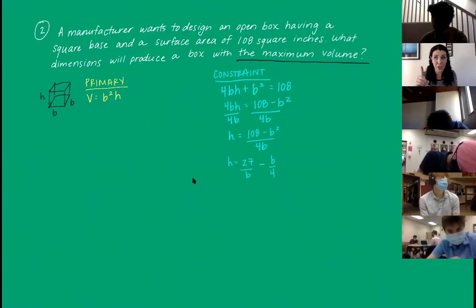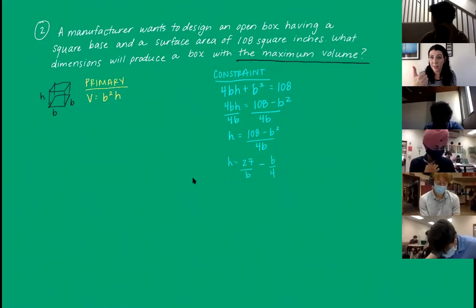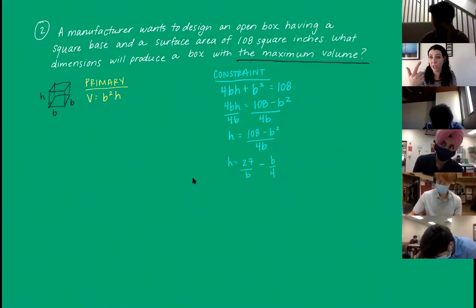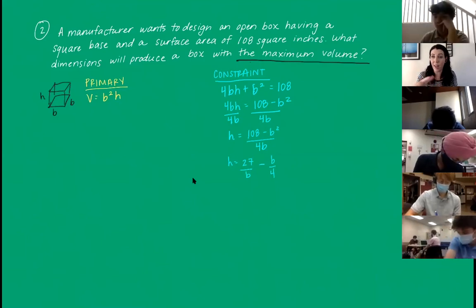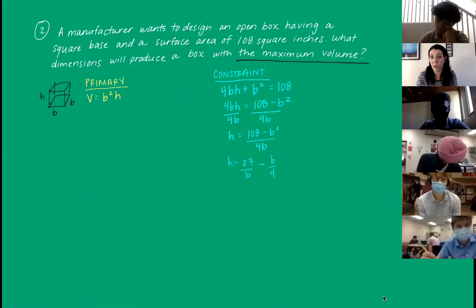Okay, there's a couple more steps. I'm going to send you back to your small groups for a few minutes. I want you in your small groups to substitute your constraint into your primary. Simplify that equation as much as possible, distribute or simplify into a power function if you can, then you're going to take the derivative, set it equal to 0 and solve, and then try to answer the question being asked. So I'm going to give you a few minutes in your small groups. Are there any questions before I send you off?